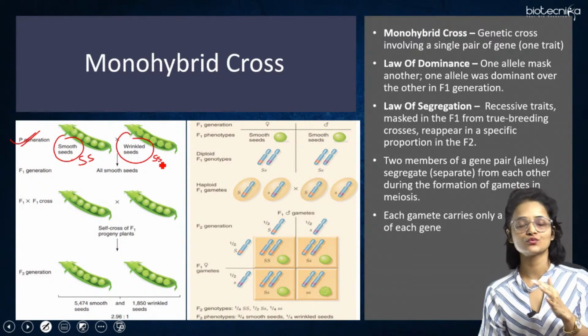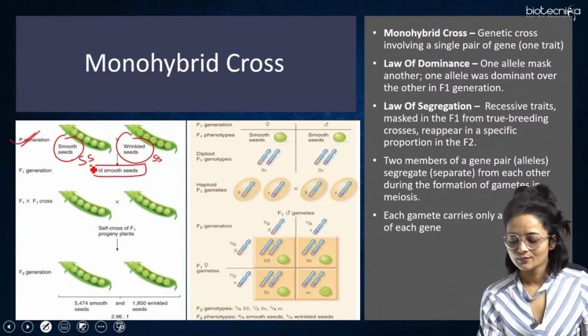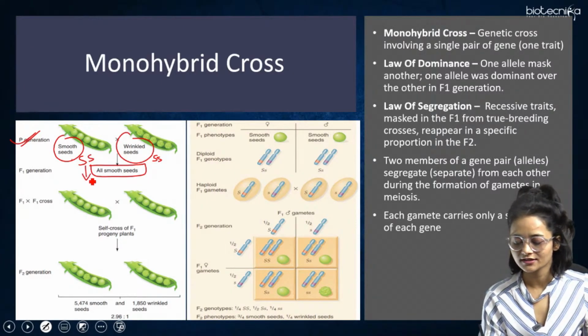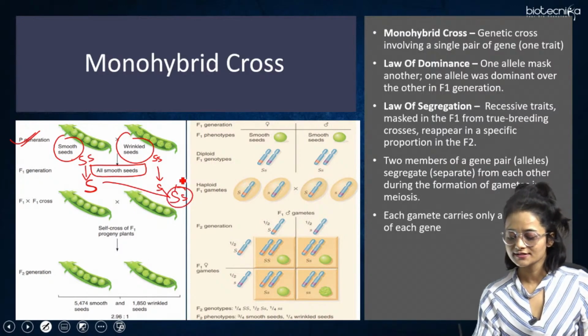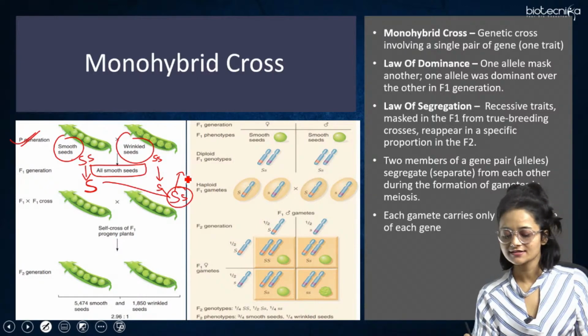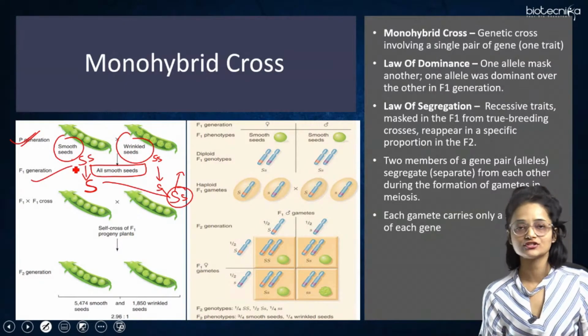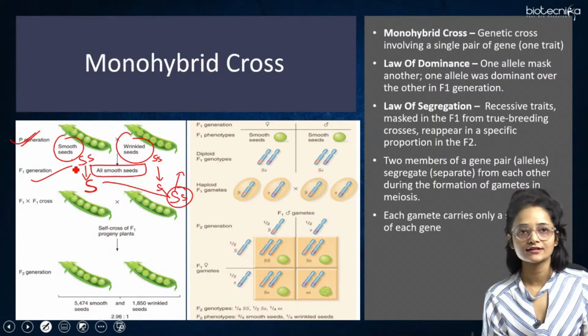So in the F1 generation, what happens? All smooth seeds are being produced, right? How? One parent will produce the allele capital S, and the other would be producing small s. When these are crossed, it will produce the heterozygous form, capital S and small s. So this capital S will dominate over the recessive allele. As a result, all the F1 generation would be smooth seeds, right? So this is how it will take place.